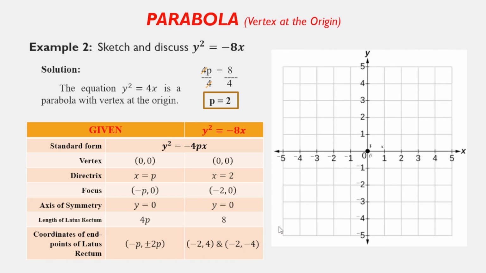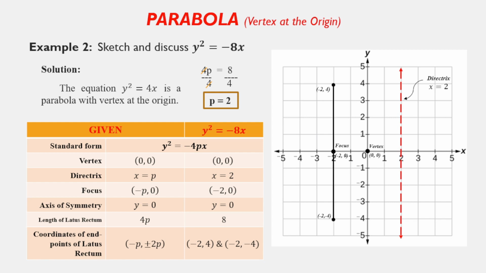The first thing that we need to do is plot the vertex, then locate the focus. The focus is located at the coordinate -2 and 0. As you can see, since the focus is at the left side of the vertex, we can conclude that the directrix is at the right of the vertex. And the equation of the directrix is x is equal to 2. When you say x is equal to 2, it is a vertical line that passes through the x-axis at 2.